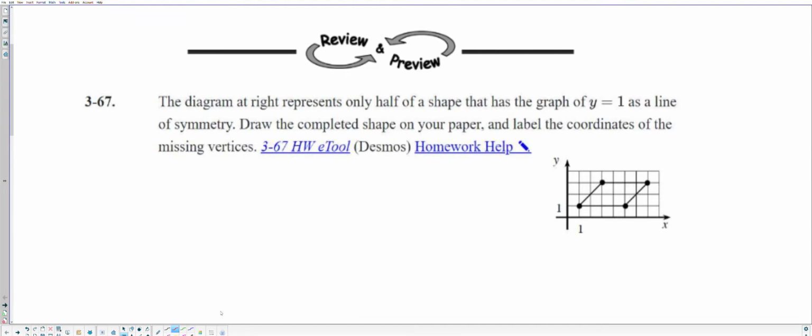So line of symmetry, so I'm going to use a line right here. And it's saying that our line of symmetry is going to be the line y equals 1. So the line of symmetry is this line right here. That means that top part, that shape right there. Well, what kind of shape am I looking at? I'm looking at this shape right here.